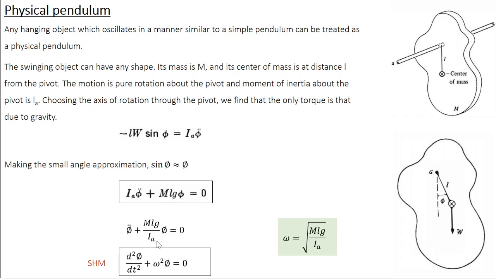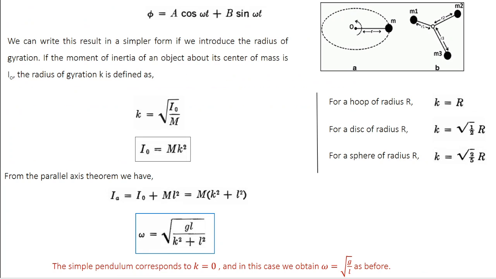Now if I call this coefficient omega square, I get d square phi by dt square plus omega square phi equal to 0, which is nothing but a standard equation of a simple harmonic oscillator, where omega is the angular frequency given by square root of mlg divided by Ia. And I know the standard form of the solution, phi equal to a cos omega t plus b sine omega t. Now we can write this result in a simpler form if we introduce the concept of radius of gyration.